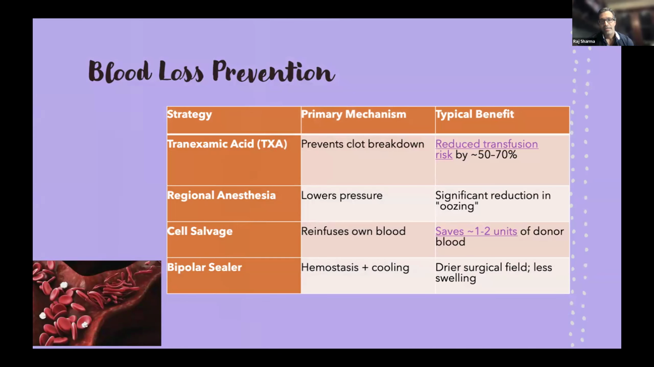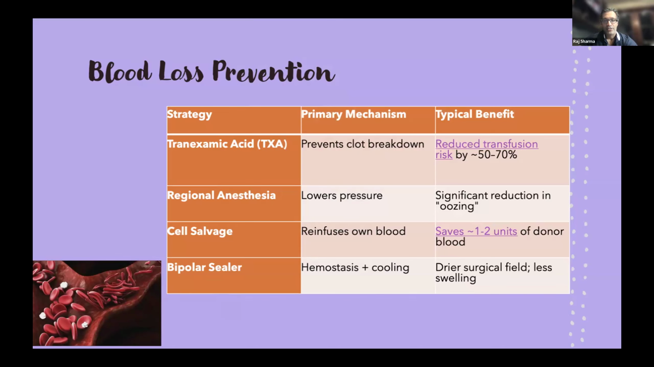So in terms of blood loss and prevention, this is four of the main categories. The most important is tranexamic acid. It's well known to help decrease blood transfusions, works effectively, could be used through IV, oral, topical. As long as you give it, and you should give it, it's very useful.